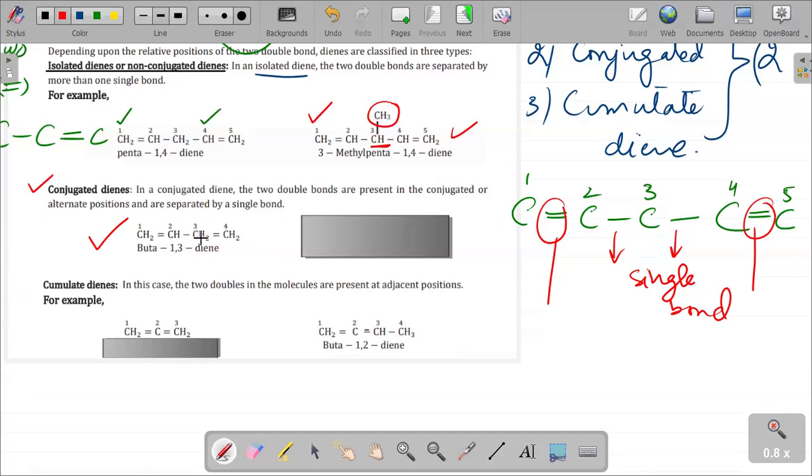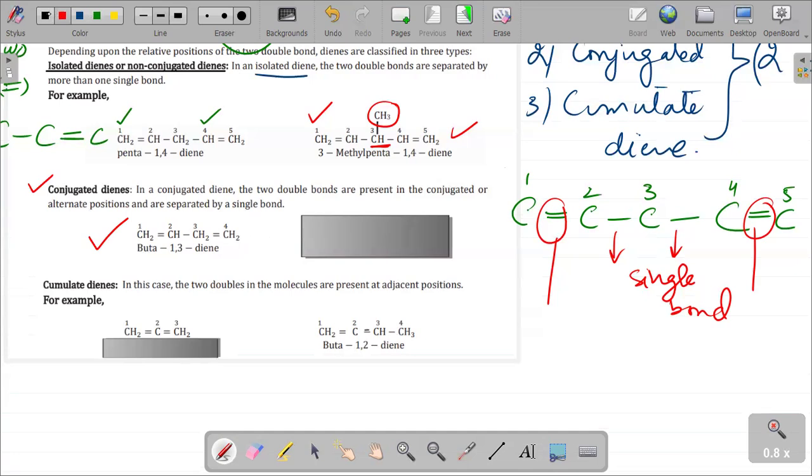If this class of carbon compound continues, we see the same scheme, that the double and single bonds are present on alternate positions, right? So it becomes buta because it is a 4-carbon compound, and the double bonds are present at carbon number 1 and then carbon number 3. So it is buta-1,3-diene, right?